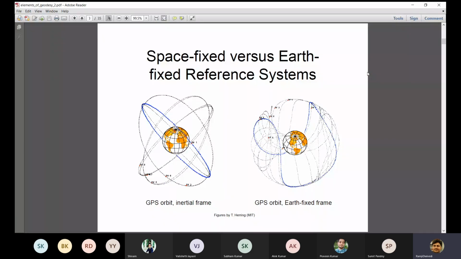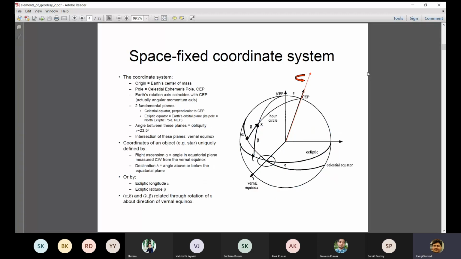But otherwise people will simply call you a mere geographical person, or however they call a geoinformatics professional, if you do not know the basics of working of the GPS. Okay, coming back to this space fixed coordinate system.